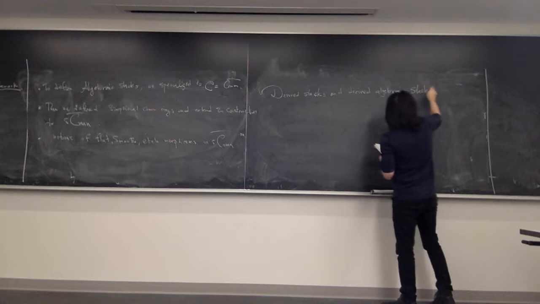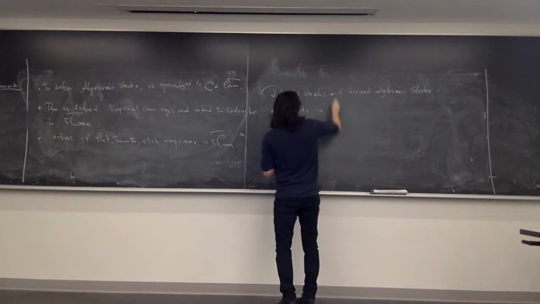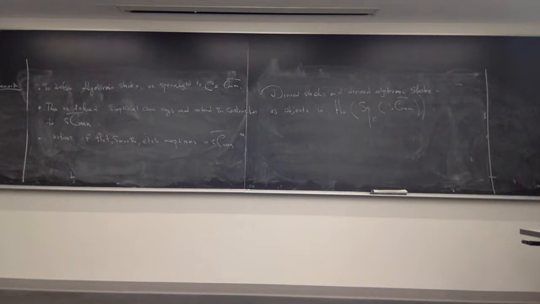So these we would like to define as objects like before in the homotopy category of the simplicial presheaves, this time over the category of simplicial commutative rings. Okay, so let's do that.